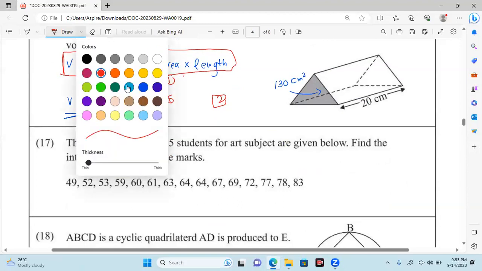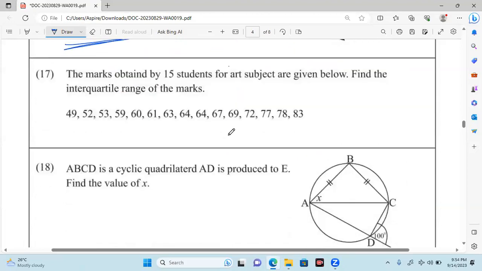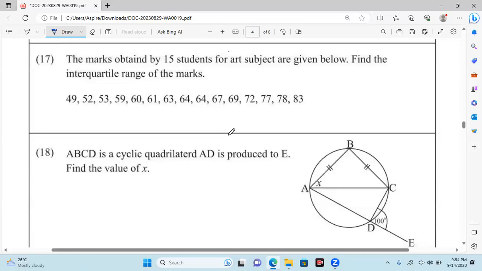17th one. The marks obtained by 15 students for art subject are given below. Find the interquartile range of the marks. What are the interquartile ranges? Can any of you tell me what is meant by interquartile range? Q3 minus Q1. Yes, Q3 minus Q1.